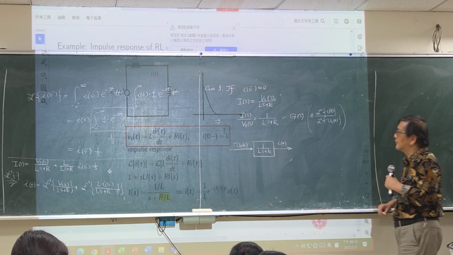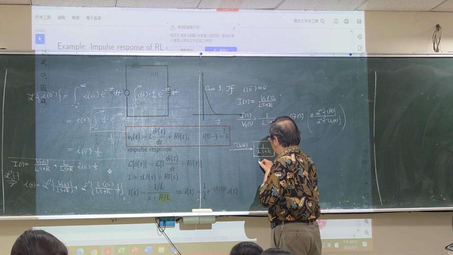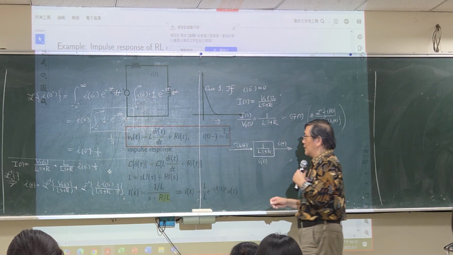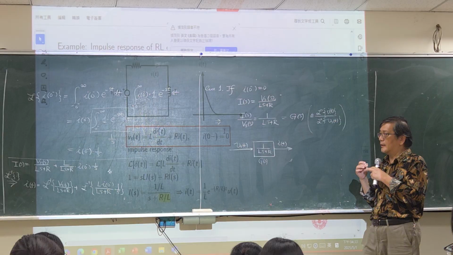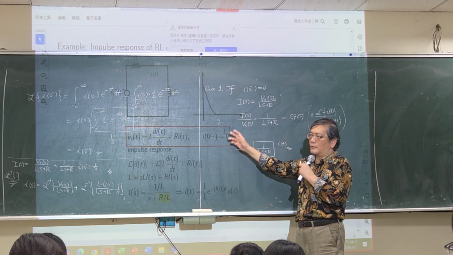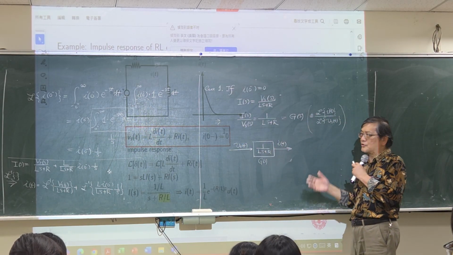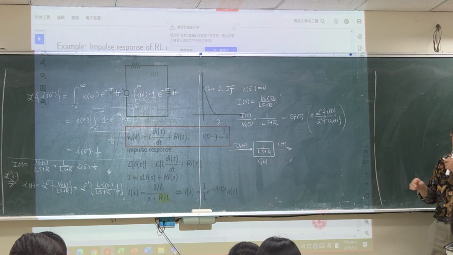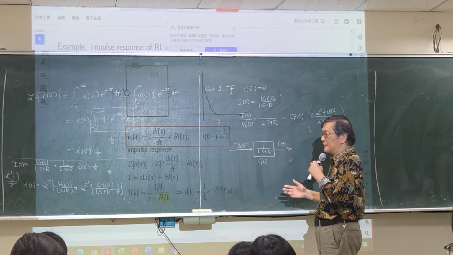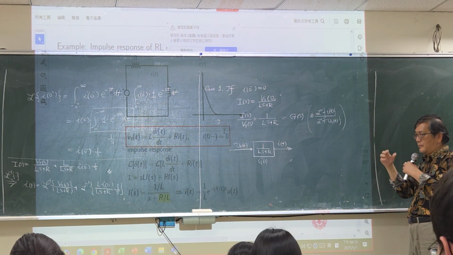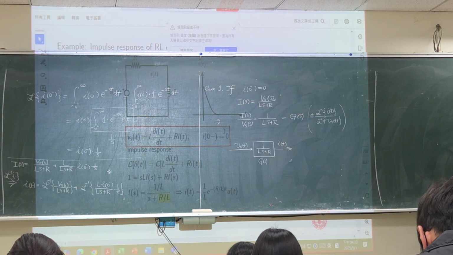Okay? So this is the transfer function. In the field of control, okay, in control engineering, we use this block diagram to represent the circuit. Or to use this kind of block diagram to represent a very complicated system. We can interconnect many different small subsystems.